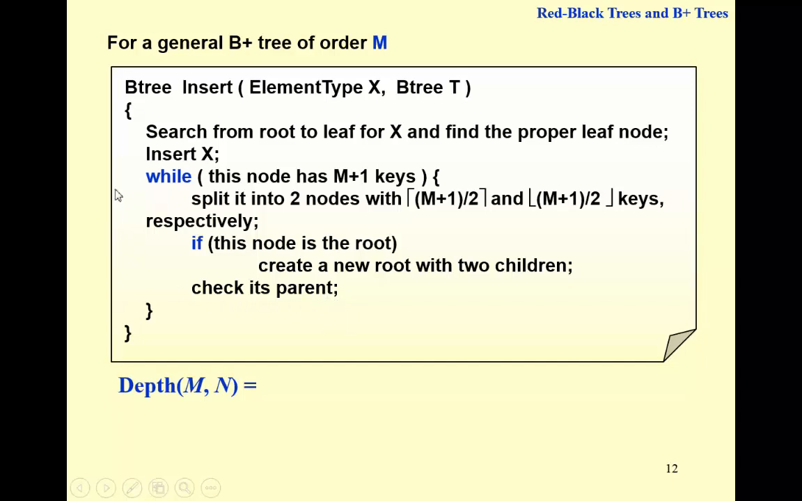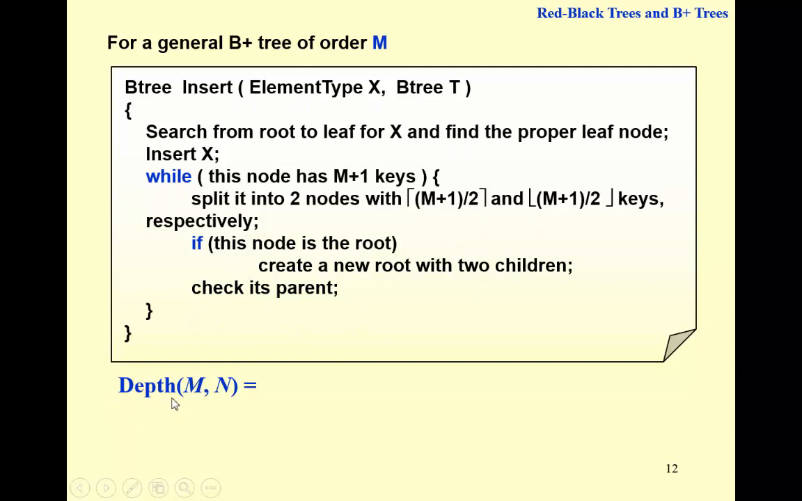And notice that this is a while loop. If there's an overflow in its parent, we just keep going with the simple splitting. And if the node to be split is the root, we're going to have to create a new root with two children.